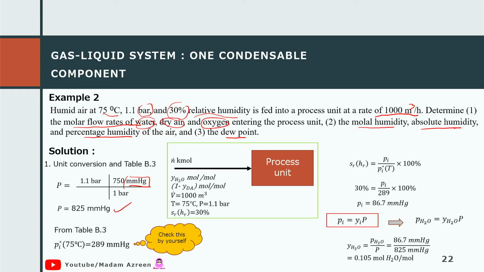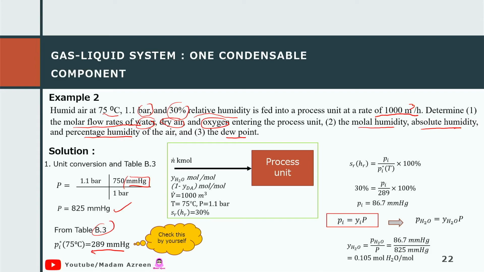Okay. And then daripada table, nanti kamu tengok sendiri table ni. Saya pun dah tak muat dah nak sumbat kat sini. Daripada table ni kamu tengok pada temperature 75 degree C, apakah nilai vapor pressure dekat temperature tu. Dia akan dapat nilai ni sepatutnya.